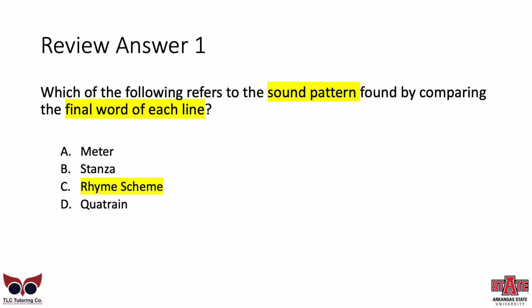If you said the rhyme scheme, then you are correct. Notice the question specifically asked about the sound pattern in the final word of each line. You'll remember that meter refers to the repetition of stressed and unstressed syllables. Stanzas are groupings of lines in a poem similar to paragraphs in prose, and a quatrain is a specific type of stanza that consists of 4 lines. The rhyme scheme is the sound pattern found by comparing the final word of each line.